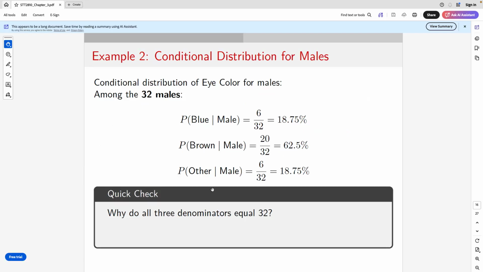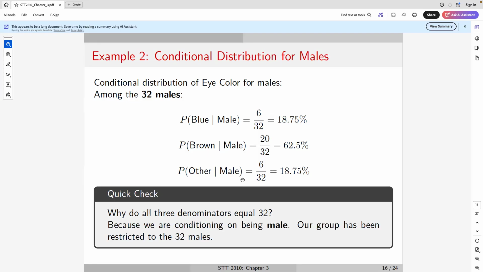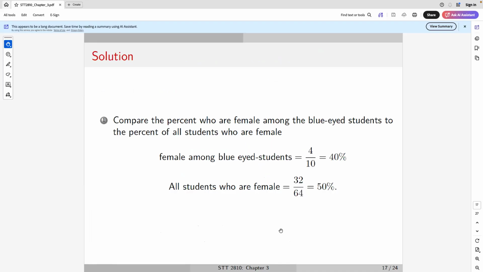And then the conditional distribution of eye color for males, you see blue, given that they are males. What you just did is what I wrote here. Now, who can help us? Why do all three have a common denominator of 32? Exactly. So you see, because we are conditioning on being a male. Is that okay? Good.